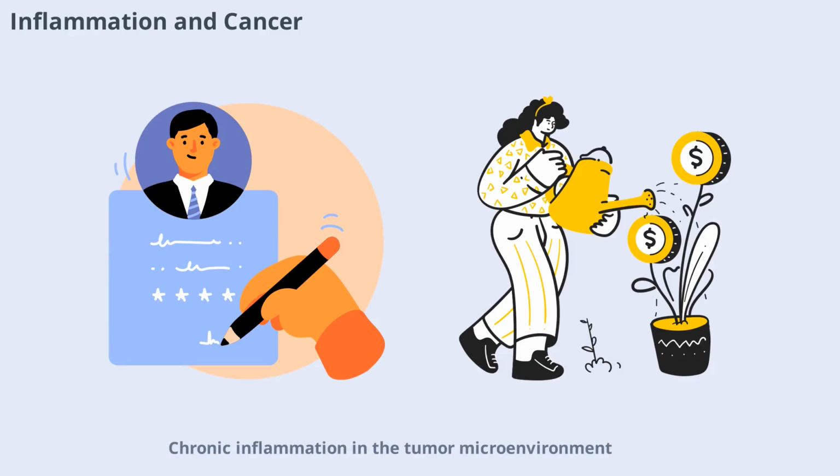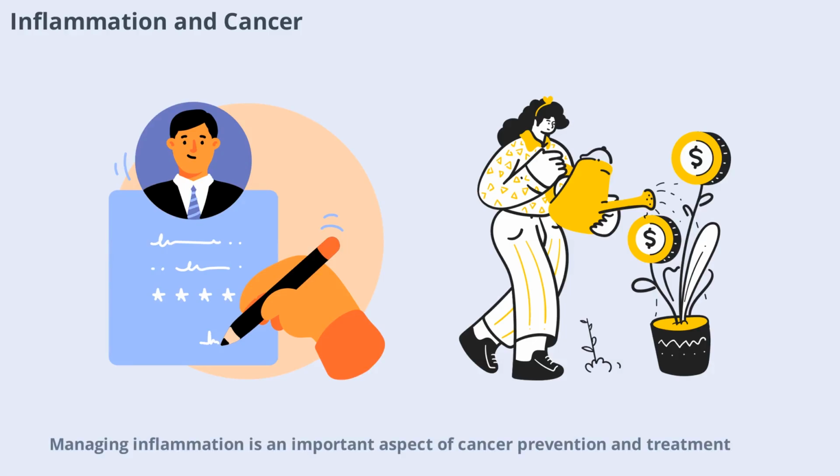Chronic inflammation in the tumor microenvironment can promote cancer development and progression. Inflammatory cells and molecules can support tumor growth, suppress immune responses, and contribute to therapy resistance. Managing inflammation is an important aspect of cancer prevention and treatment.